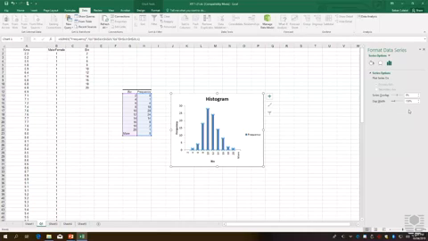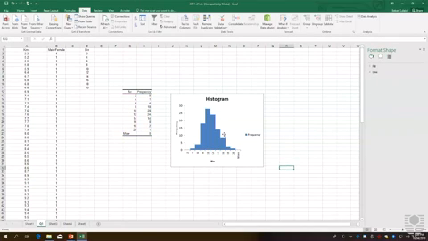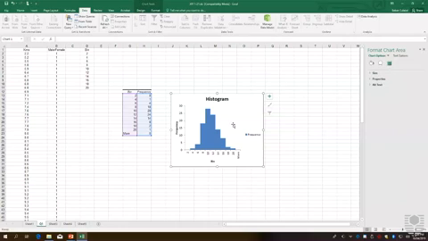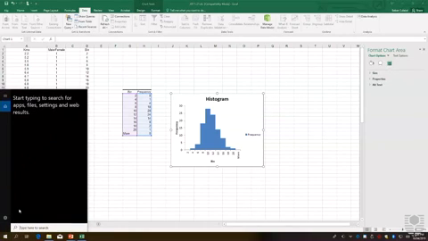Gap width, make it 0. It's 150, already this is a default. Make it 0. Right? So now you have a shape. Copy it. Word.